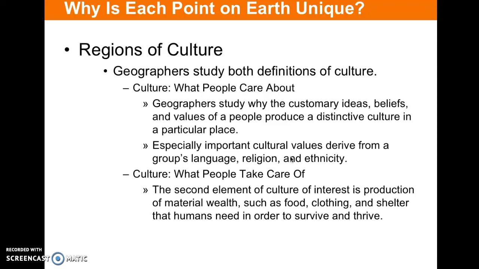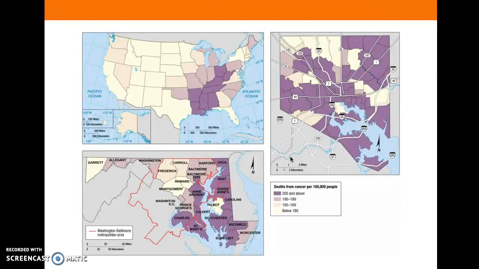We look at regions of culture. We study what people care about, so things like their beliefs, religion, language, ethnicity. And what do we take care of? What do we make? The things that we make and what we consider to be material wealth might differ if we're looking at a developing versus a highly developed country. And when we look at areas and regions, it's really important to also look at the scale. So spatial association, again, is really important.